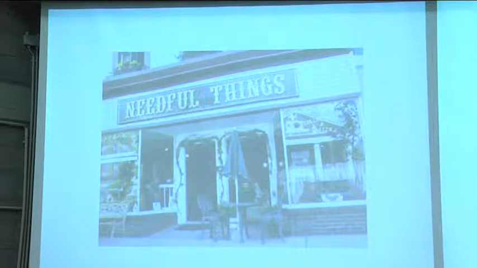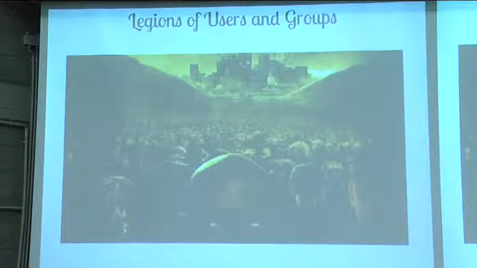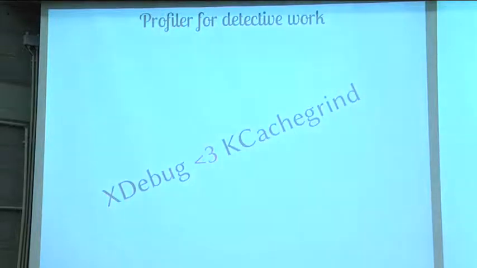So what's needed to work on and improve the LDAP backend, especially for speed improvements? First, there are legions of users and groups. Personally, I have a script that creates a zombie army of a lot of users, so I can test with altogether about 50,000 users. That's very helpful. And of course also a profiler. I use xdebug and cachegrind to find the bottlenecks.